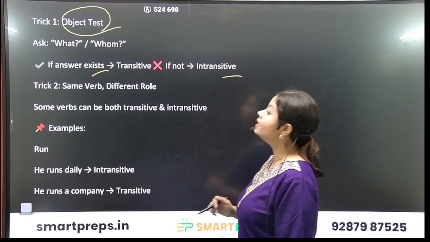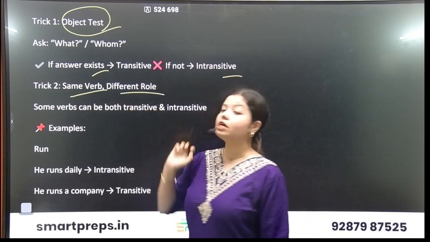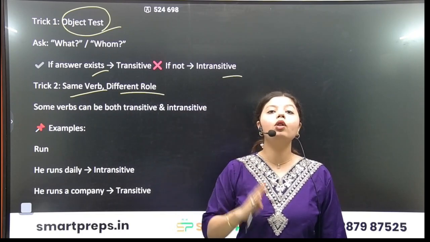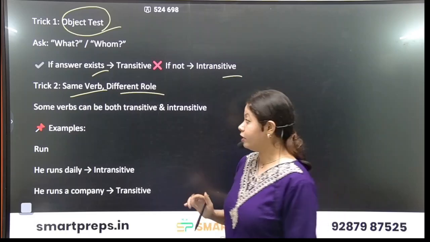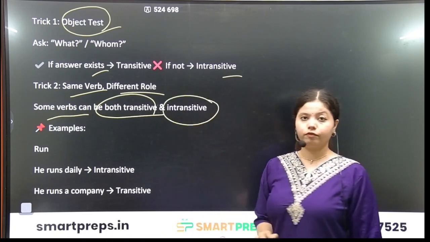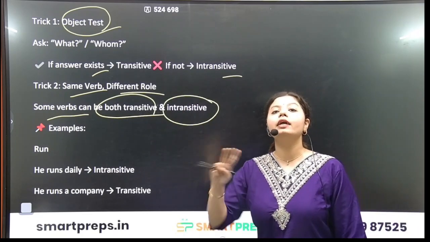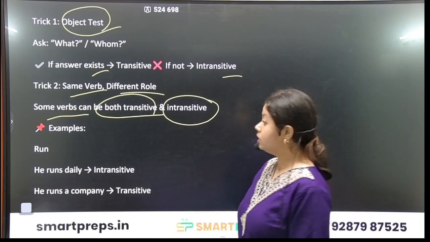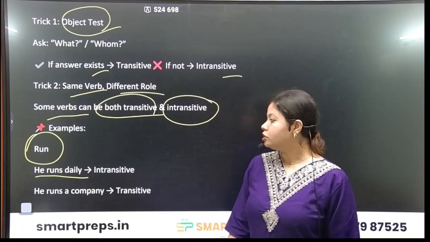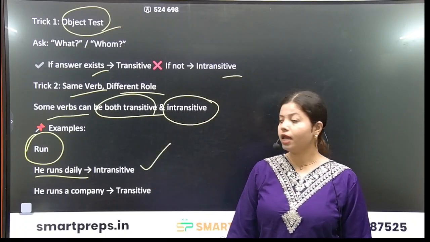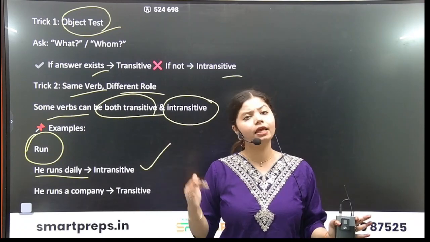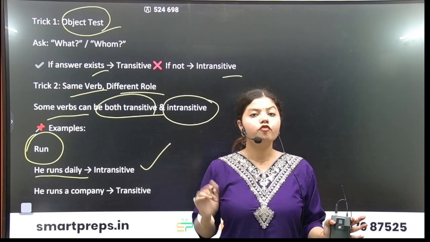Now trick 2 is same verb, different role. The verb will be the same, but the role of the same verb will be different. Some verbs can be both transitive and intransitive. For example, run. He runs daily. This is intransitive. He runs daily where? There is no answer required. It is just a simple fact that he runs daily. So run is the verb here as an intransitive verb.